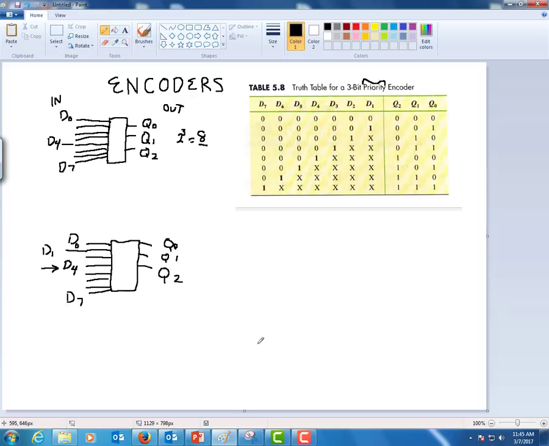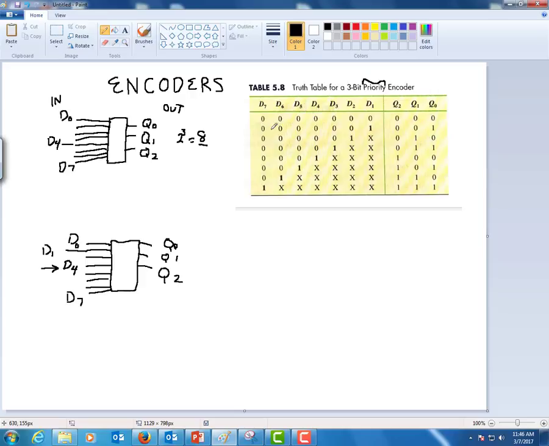So encoders go from many to few. You're going to take whatever line you have coming in there, and they're going to output the binary value of that line. So if it's D4, it's going to output the binary value of decimal number 4. If D7 is active, it's going to output the binary value for decimal 7. And the same keeps going. So these encoders generally are 8-bit. Sometimes they're going to have 16-bit. I mean, you can have more than 8-bit. But I think 8-bit is generally how the text does this stuff.